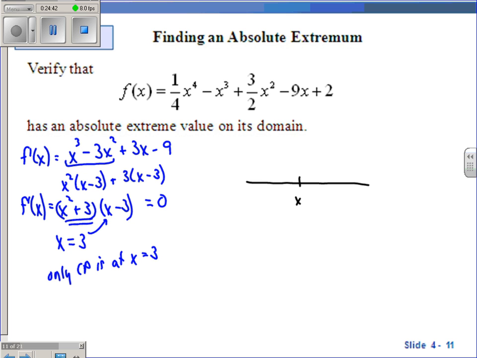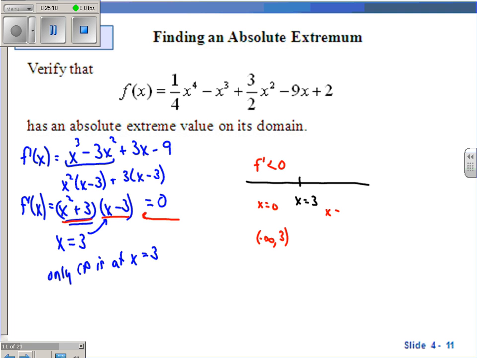So at x equals 3, pick something to the left and the right. Let me just pick something simple. I'm going to pick 0 on the left. So on the interval from minus infinity to 3, I'm going to pick x equals 0. Put 0 into the derivative. It's going to be positive here, negative here, so I know that f prime is actually negative on that interval.